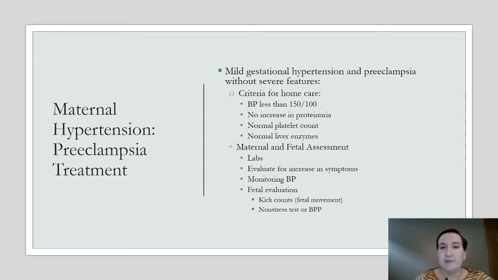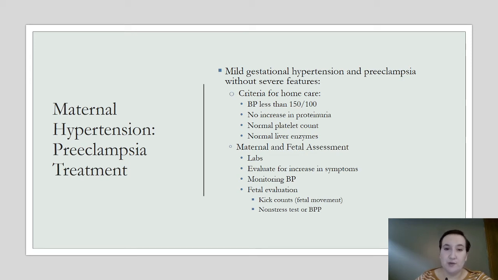Alright, so let's look at a blood pressure less than 150 over 100. Her proteinuria is holding stable. This mom has a normal platelet count and normal liver enzymes. So this would be mild gestational hypertension, or if we have that proteinuria, preeclampsia. Okay, so we're going to go ahead and we're going to orally medicate these patients, but we're not going to admit them to the hospital. So we're going to send them home, but they are going to have careful monitoring.